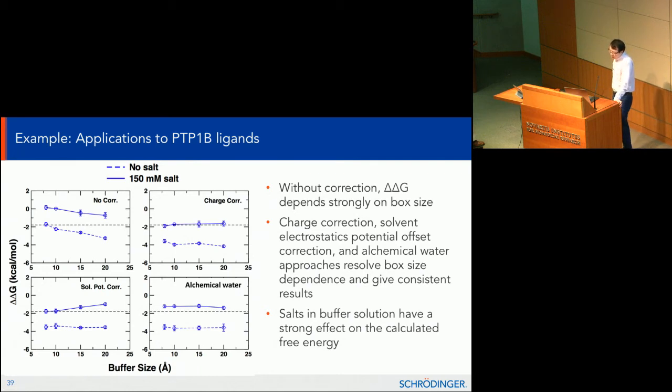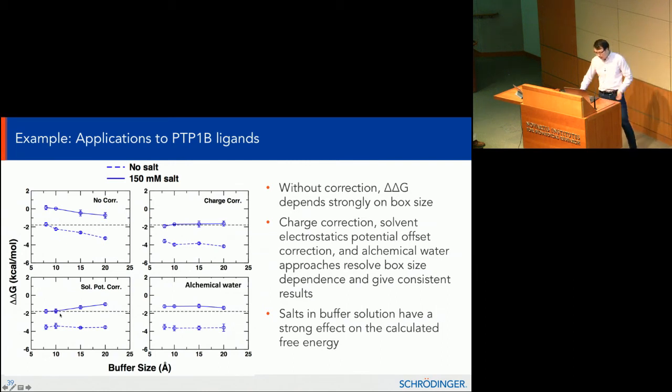We can see that if you don't have any special treatment, because of the artifact in the electrostatic energy calculation, you have very large box size dependence, which many people already know, so not very surprising. Also, the additional salts in the buffer solution have a big effect on the calculated binding affinity, and this is well captured and studied experimentally. By comparison, using all the other three methods, the box size dependency problem is largely removed. Also, the results from the three methods are within the statistical noise of each other, and the results with the additional salt agree well with experiment. Those are the solid lines.